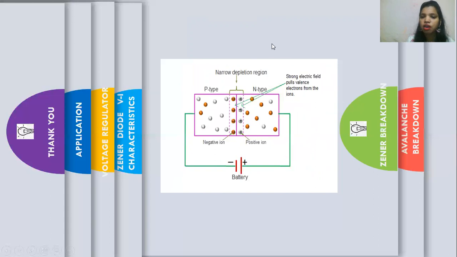Next concept is our Zener breakdown. Now think, what is the difference between avalanche and Zener? In Zener breakdown, the doping level of P and N is very high. So due to this high doping level, the depletion region is very narrow, meaning thickness is very low. And if you understand, the electric field is inversely proportional to this thickness, then E is proportional to 1 upon D.